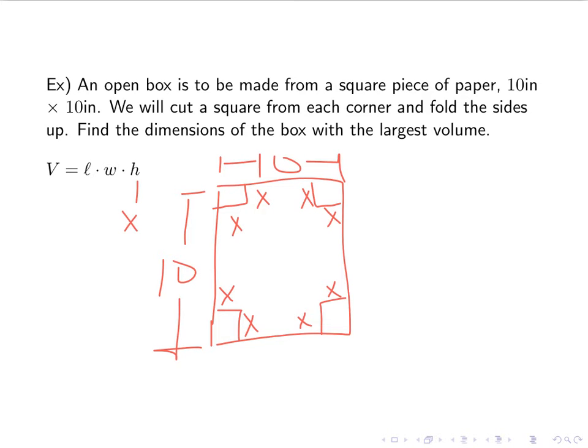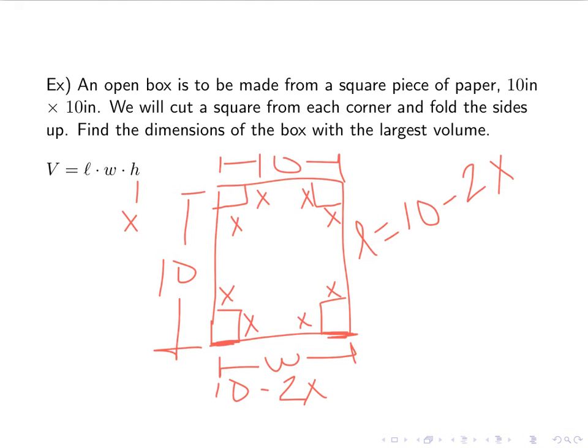Now the question is, what's the width? So if I'm going to call this guy the width, it was 10, but now I've cut out x over here, and I've cut out x over here. So it was 10, but I'm subtracting 2 of my squares, so I'm subtracting 2x. The same thing is true with my length. It was 10, but then I'm taking out 2 lengths of x. Okay, so I have my height, I have my width, I have my length, and I'm going to plug those into my equation.